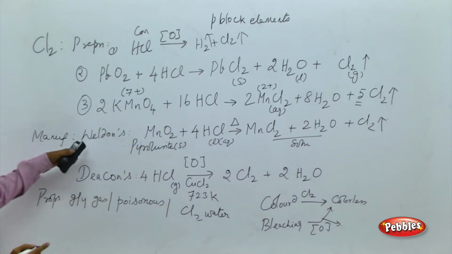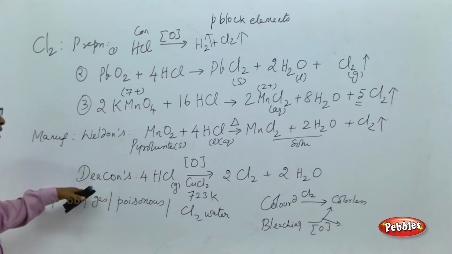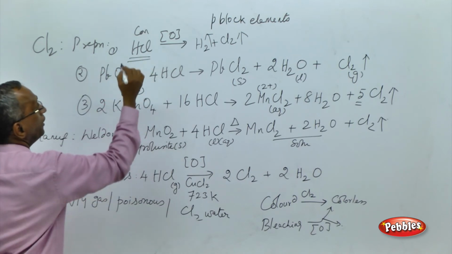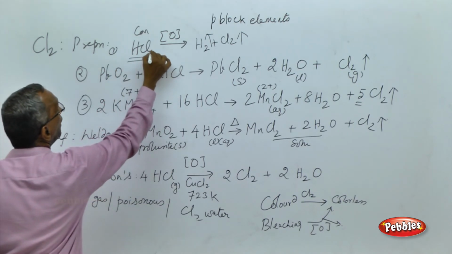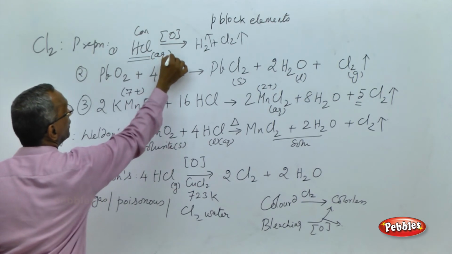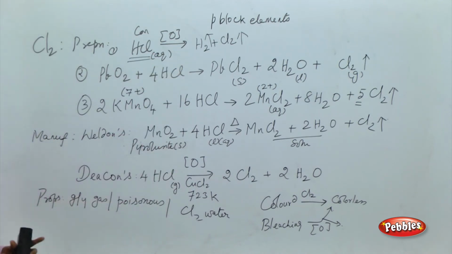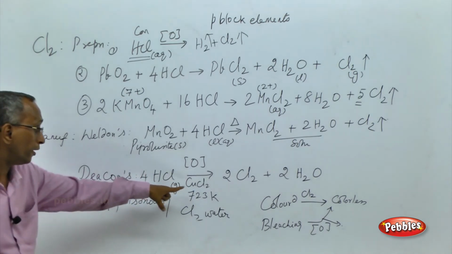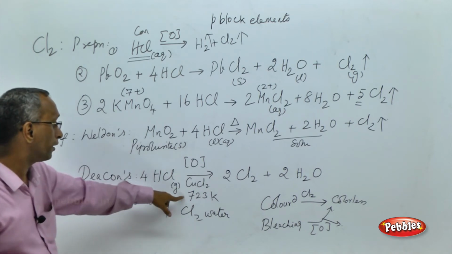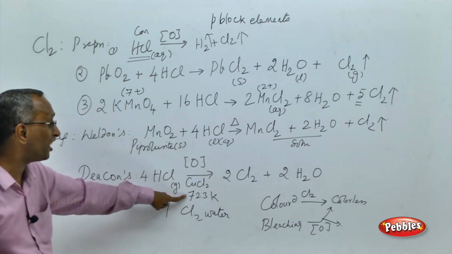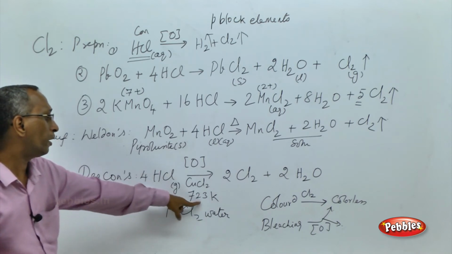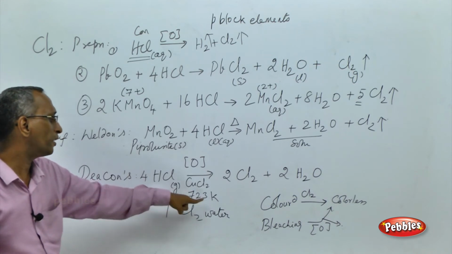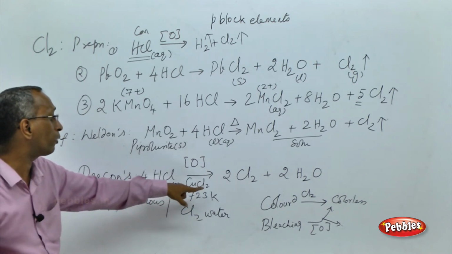So it is a manufacturing process. Another one, Deacon's process, is also based on hydrogen chloride oxidation. Here hydrogen chloride gas is oxidized. It is a gas based reaction at a temperature of about 450 to 500 degrees C, whereby the Kelvin temperature is 723, in the presence of cupric chloride.